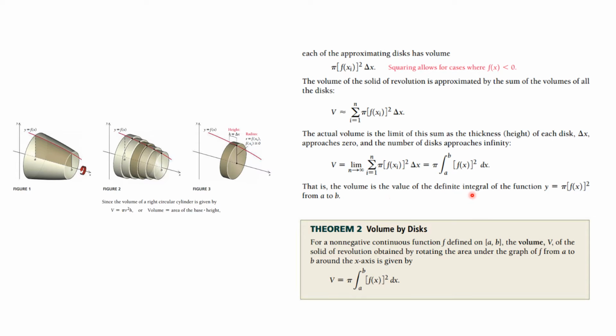That is, the volume is the value of the definite integral of the function y equals pi f of x whole squared from a to b. And that gives rise to, and in fact is a proof of, the following theorem, volumes by disk. Let's suppose we have a non-negative continuous function f defined on [a, b]. The volume V of the solid of revolution obtained by rotating the area under the graph from a to b around the x-axis is given by V equals pi times the integral from a to b of f of x whole squared dx.